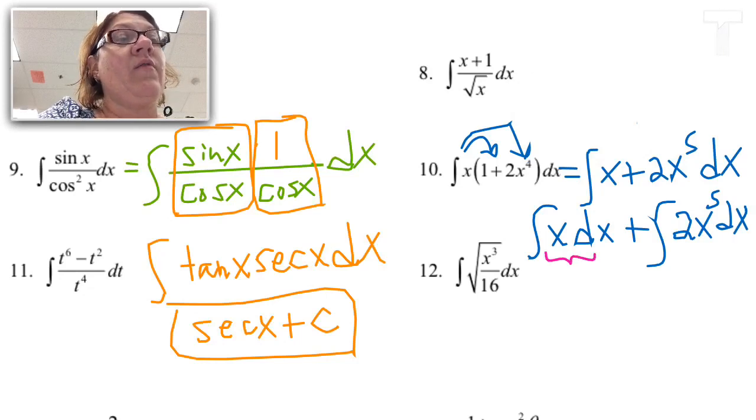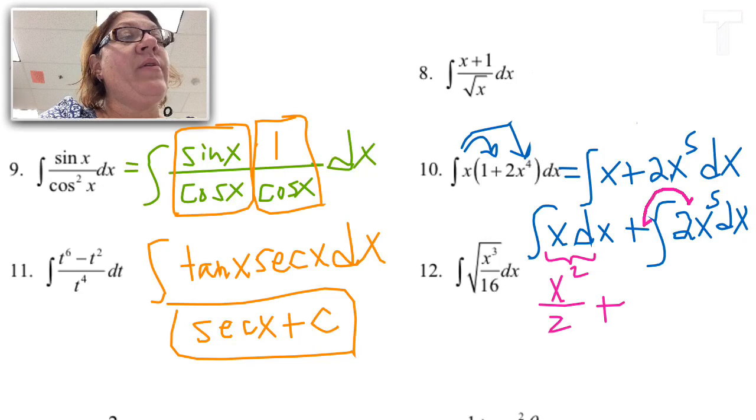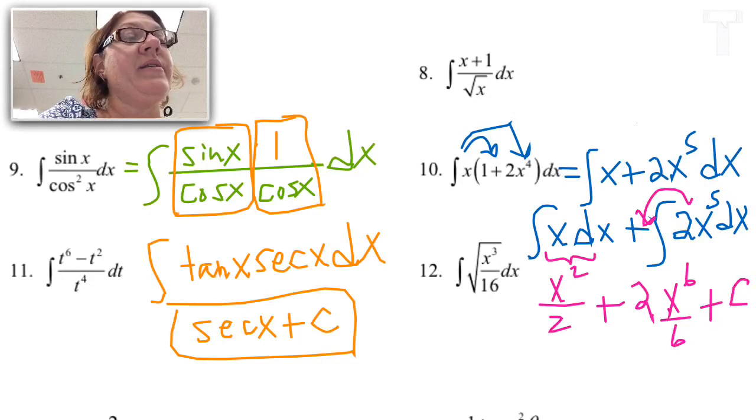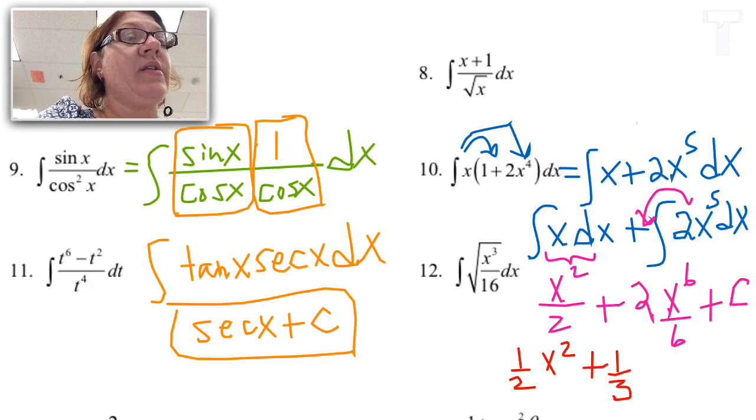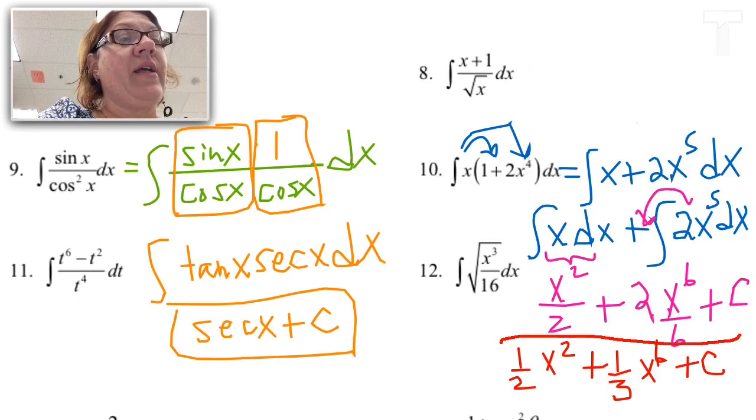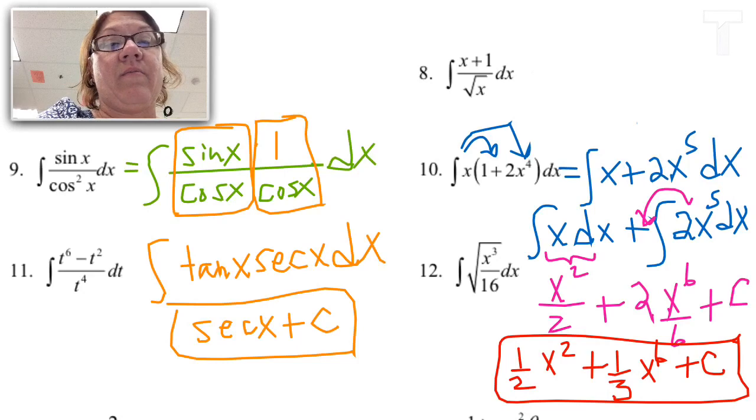So this one, of course, I'm going to power back up and divide by the new power. And this 2, that'd be legal to put out front. And then I'll power the x back up and divide by that power. And don't forget my plus c. And then, of course, I can simplify this. So I could do 1/2 x squared plus 1/3 x to the 6th plus c. I think I'm getting the hang of this.